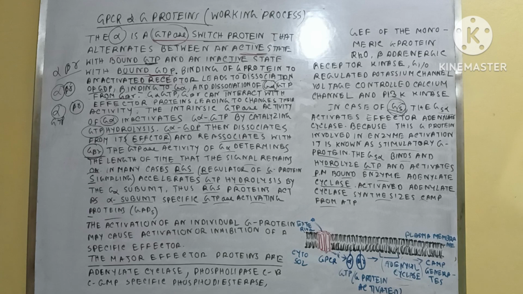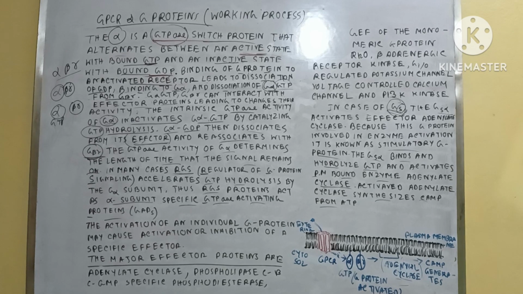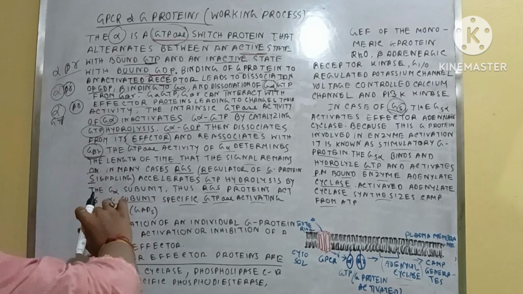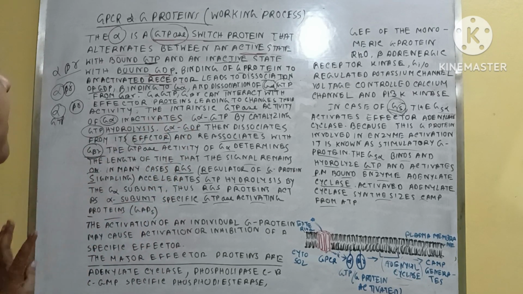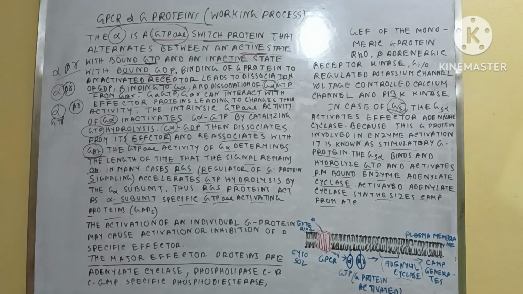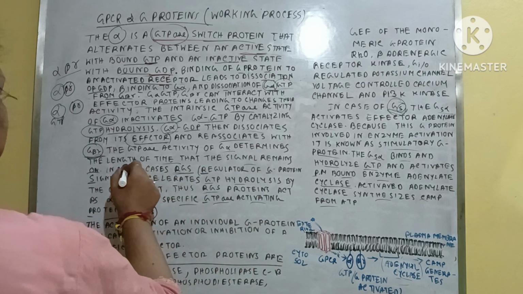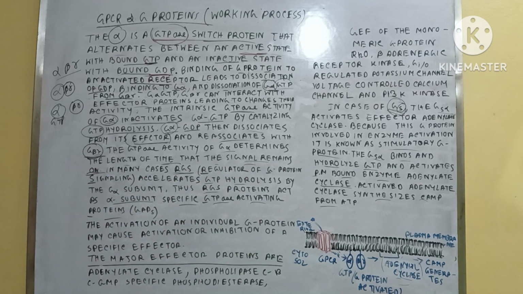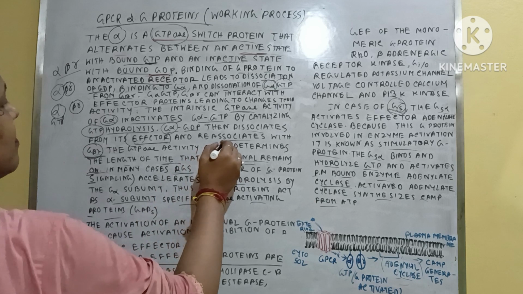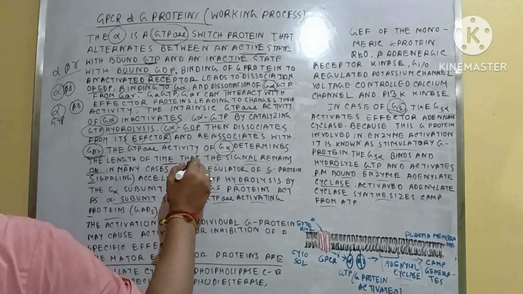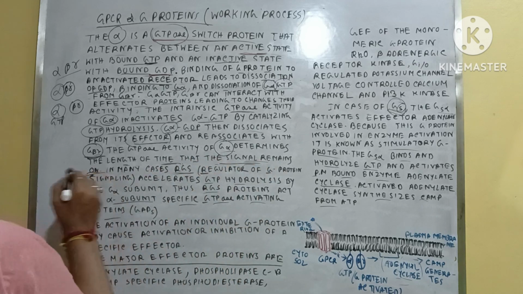So what is happening in that situation? When GDP-bound G alpha is formed, then it dissociates from the effector molecules, and G alpha again reassociates with the beta gamma. So the GTPase activity of the G alpha determines the length of the time that the signal remains on. Okay, so it is very important because it determines the length of time that the signal remains on.